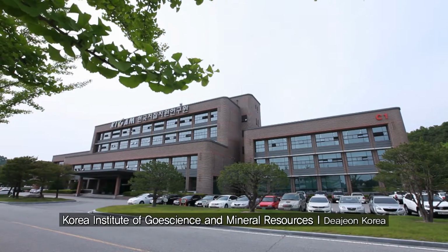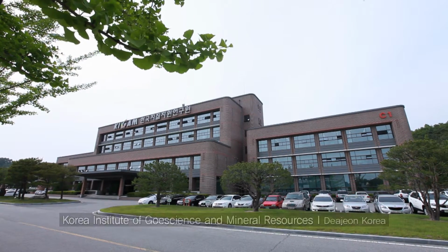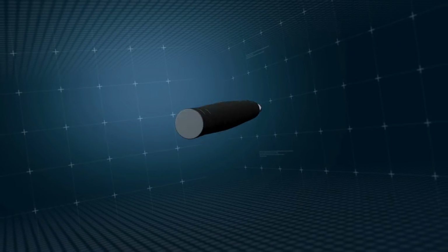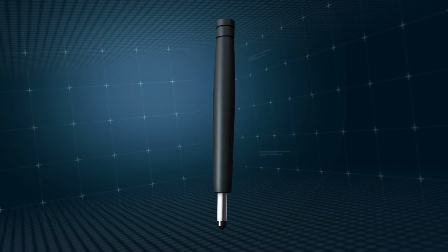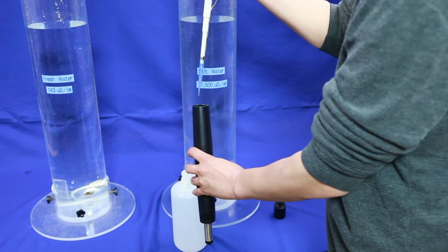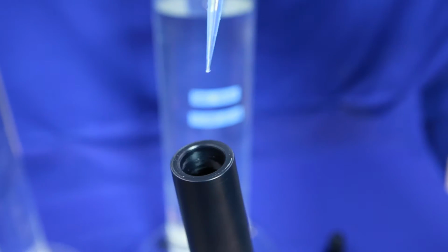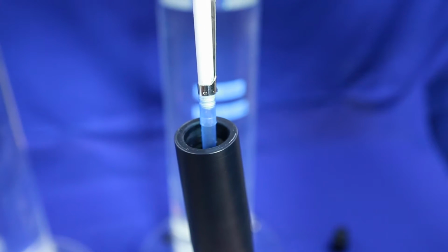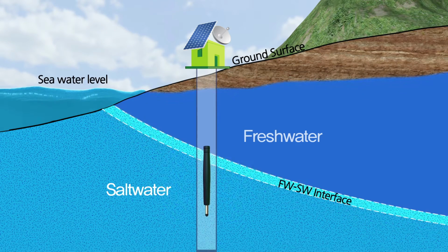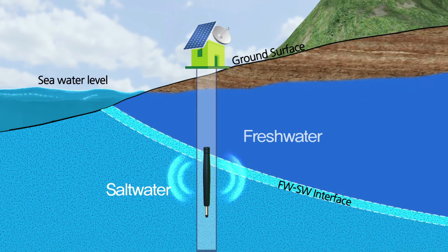Korea Institute of Geoscience and Mineral Resources developed a FWSW interface real-time monitoring system using neutral buoyancy by utilizing the feature that saltwater is of higher density than freshwater. For its interior space capable of adjusting liquid, the system can adjust overall density of system same as the density of interface. The system tells the location of interface in real time, going up and down along with FWSW interface.